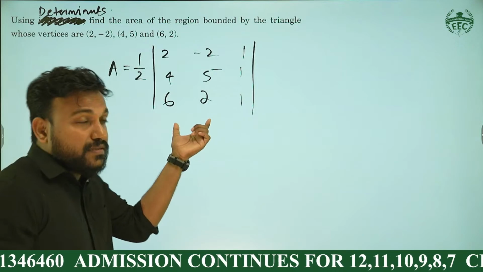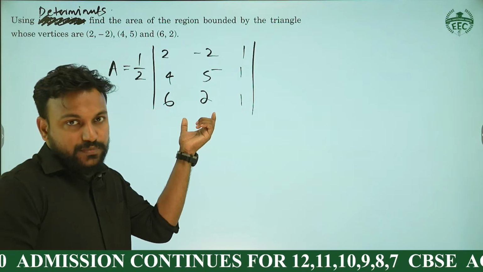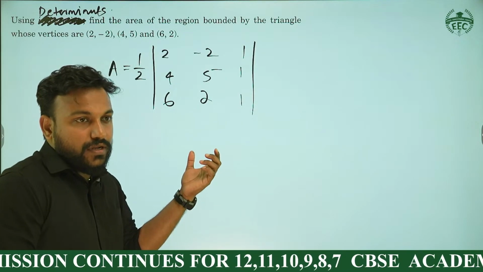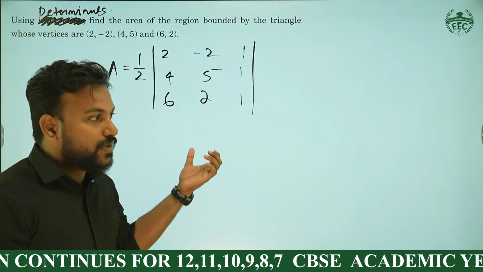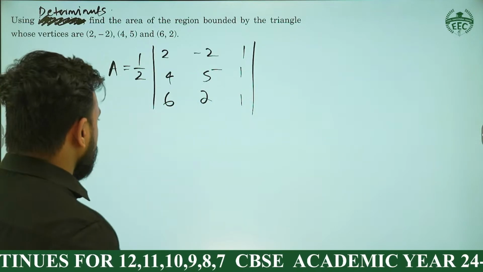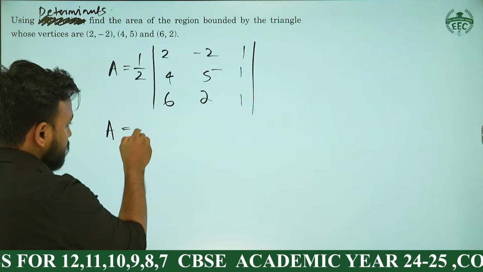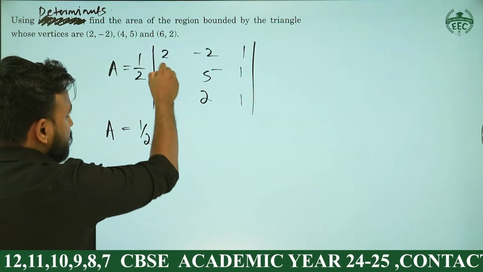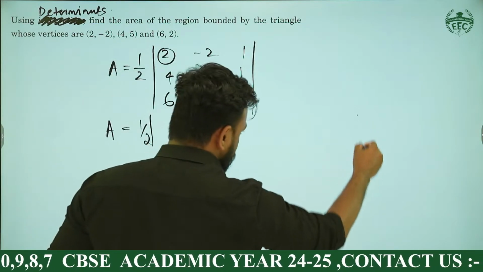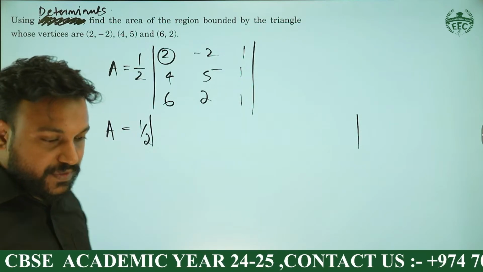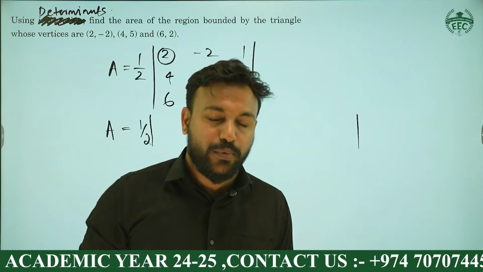And sometimes you will get a negative value for this particular determinant. You only need to take the magnitude of that. Otherwise, you can put the modulus for this whole thing. I'm going to find the answer. Half. I'm doing all this within the modulus, because whether it is positive or negative, I only need the positive value.